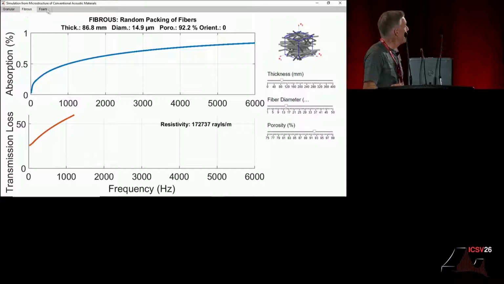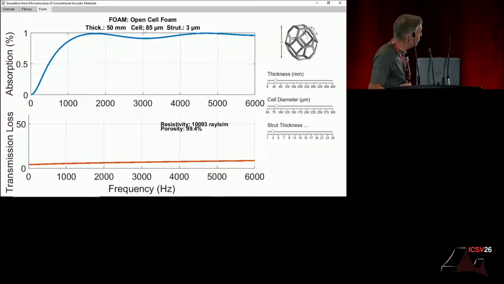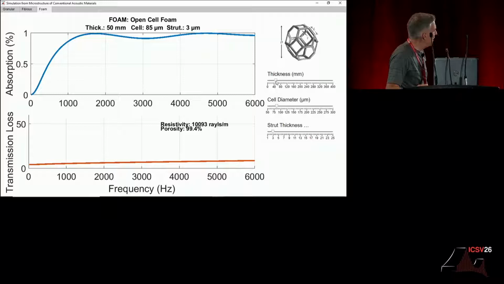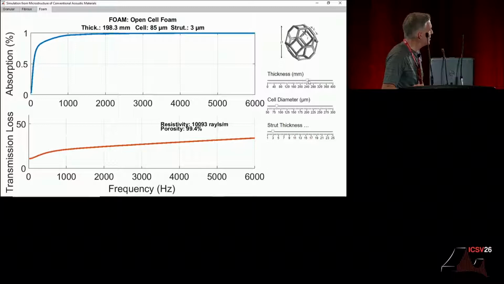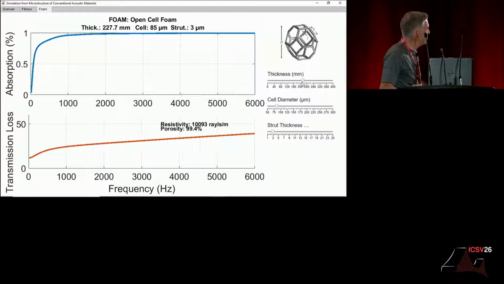And for foam, it's about the same. For foams, we play with the thickness of the material, the cell diameter, and the strut thickness. And here, the set of parameters that you see is very close to melamine foam. If we play with the thickness, we will see that the absorption will increase, then start to decrease to reach, again, an asymptotic absorption. So there is a limit of absorption for a given material. For transmission loss, you see the inch effect also at low frequency.